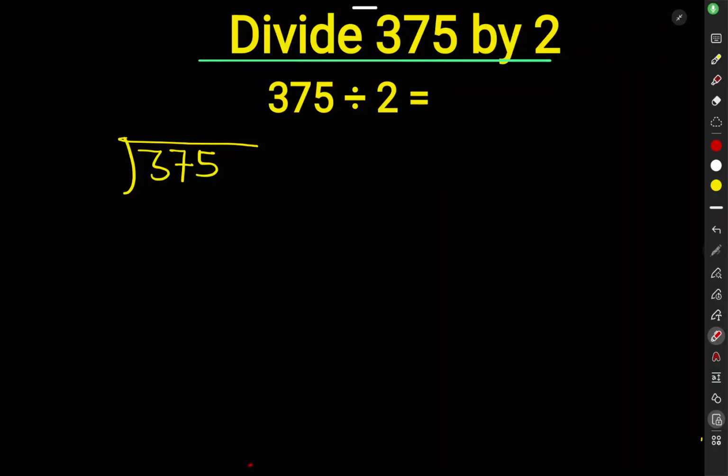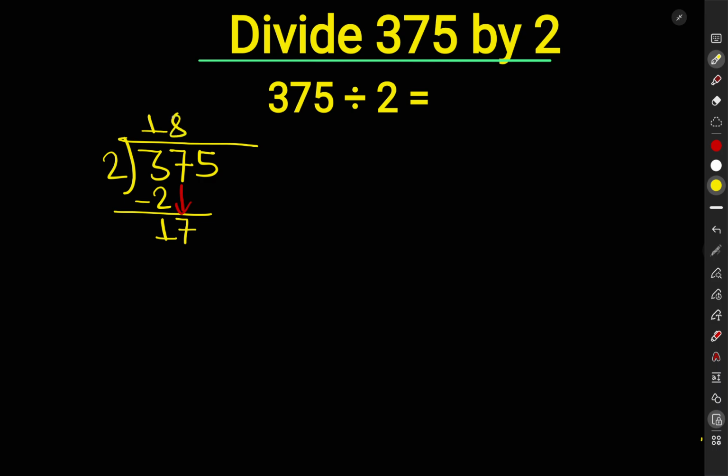Here we divide 375 by 2 in long division method. So 2 times 1 will be 2. On subtracting we get 1. So now this 1 is less than 2. So we put down the number beside this, 17.